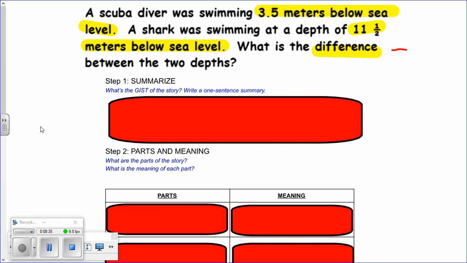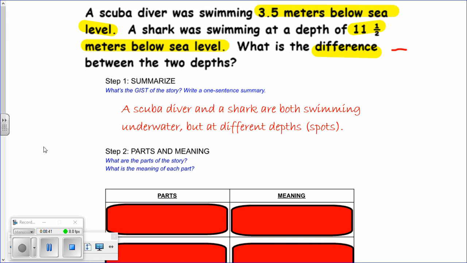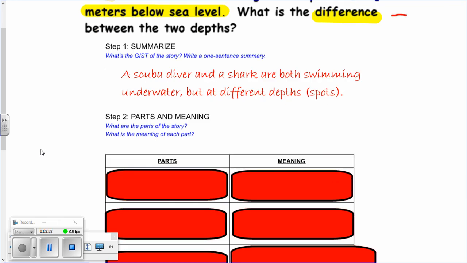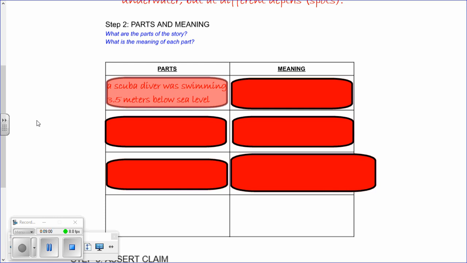So now that we went ahead and highlighted our key information in our problem, let's summarize the gist of our story. So the gist of this story is that a scuba diver and a shark are both swimming underwater, but they're at different depths, right? One of them is further below the water than the other. They're at different spots in the water. So now let's go ahead and take each part of the story, which basically became each sentence, and then break down what that means. So part number 1, a scuba diver was swimming 3.5 meters below sea level.